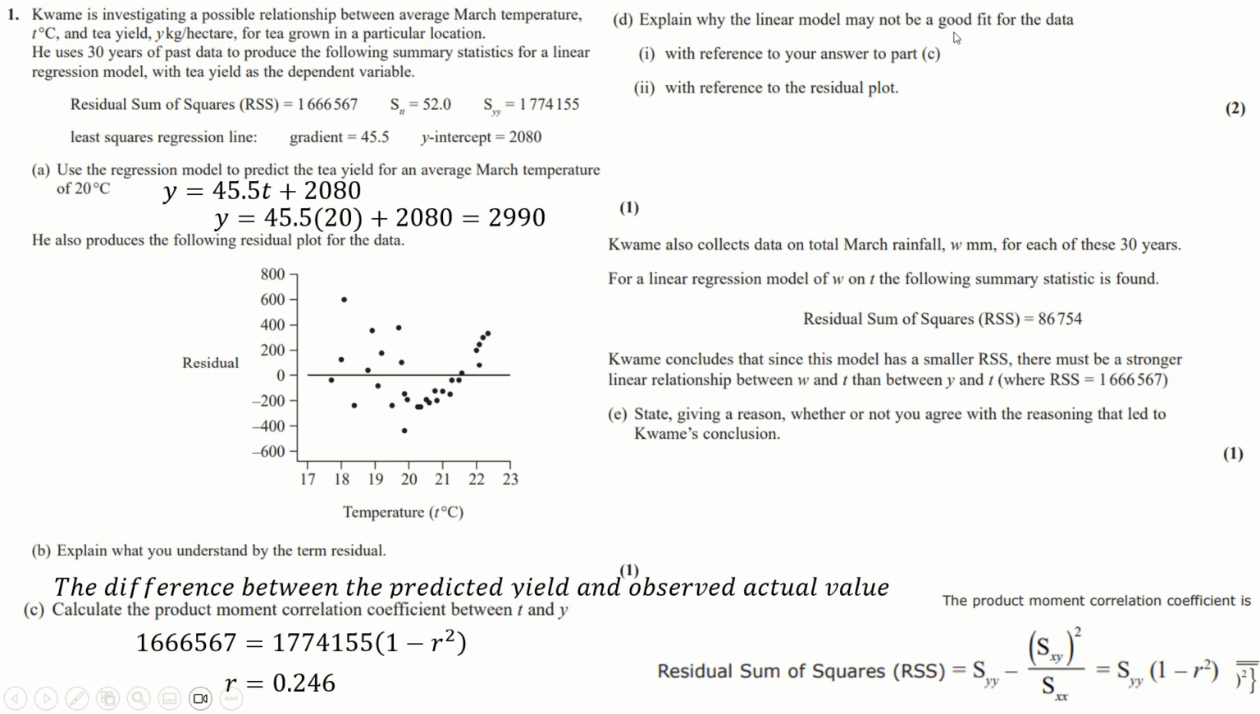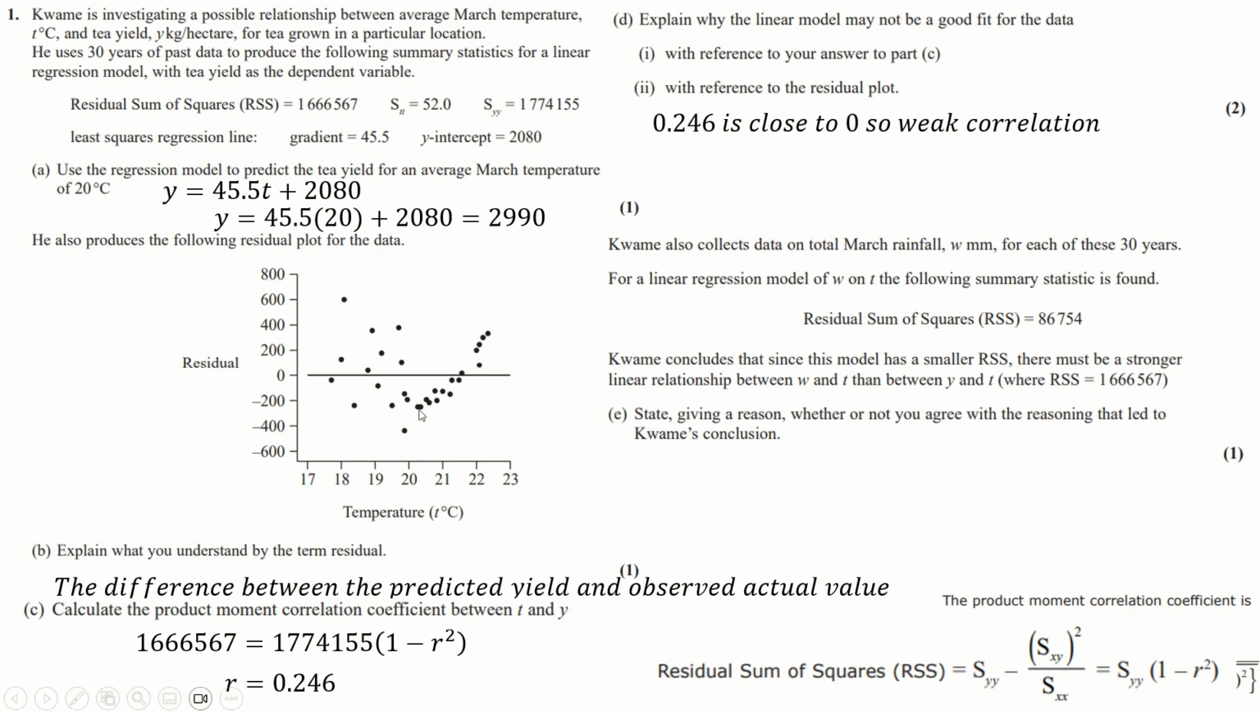Explain why the linear model might not be a good fit with reference to this. Well, that's not massively positive, so it's quite close to 0. You don't want to say it's low because if it was like minus 0.9, that's low, but it's very close to minus 1. So say it's close to 0. That's quite weak correlation.